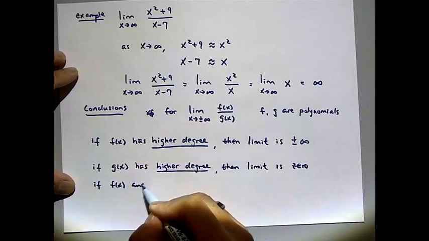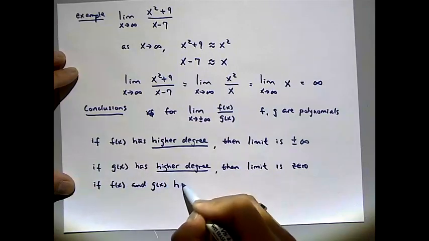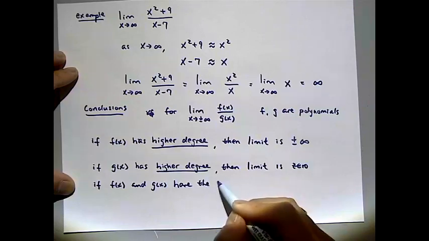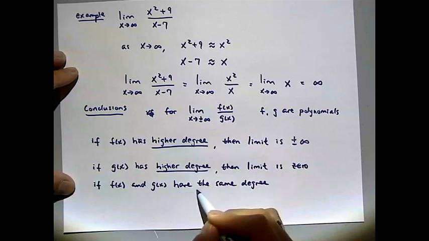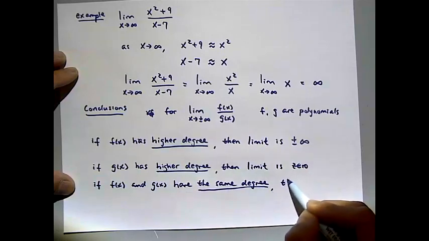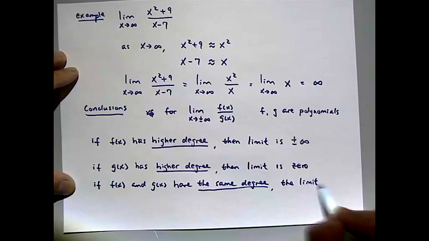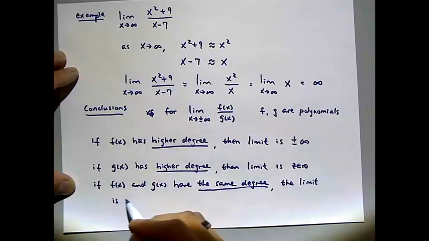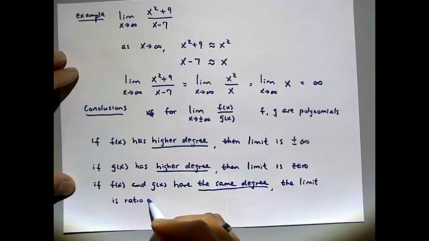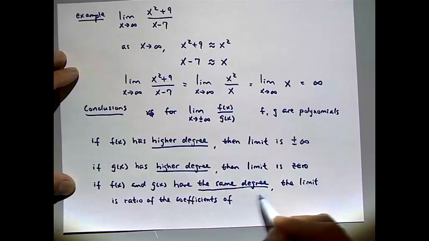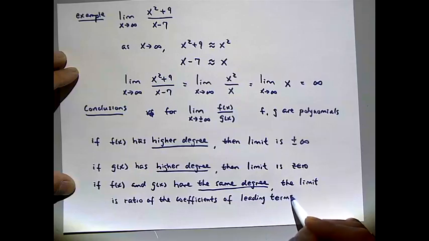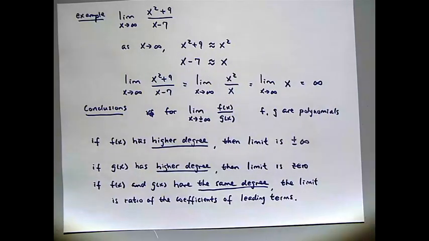If f of x and g of x have the same degree, the limit is the ratio of the coefficients, the number in front, of what's called the leading terms. Leading terms are the terms with the highest power.